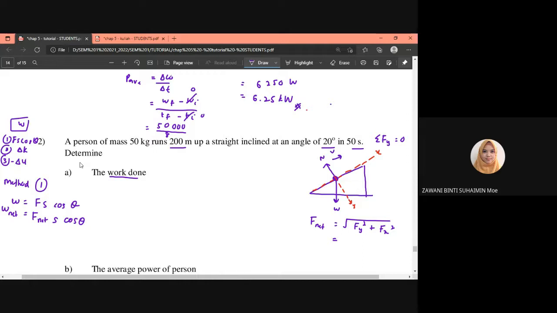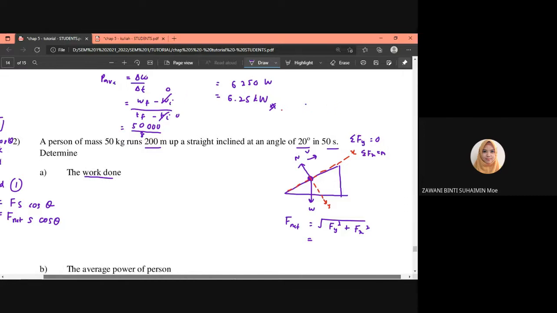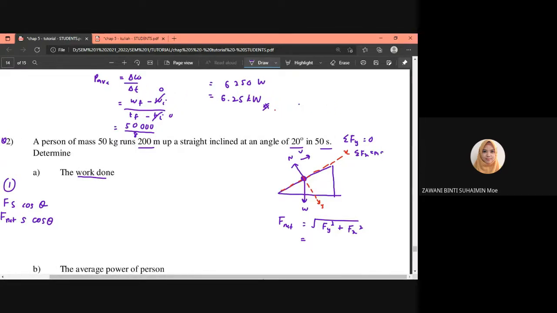Lepas tu kita bergerak ke Fx. Fx kita ada motion kan, so maksudnya kita kena buat F is equal to ma lah. Sekejap, saya ketepikan sikit. F is equal to ma in terms of X component. Bila kita resolvekan sistem kita, in X component there is only one force acting on the system, iaitu W in terms of X component. Yang ini akan jadi W in terms of Y lah.